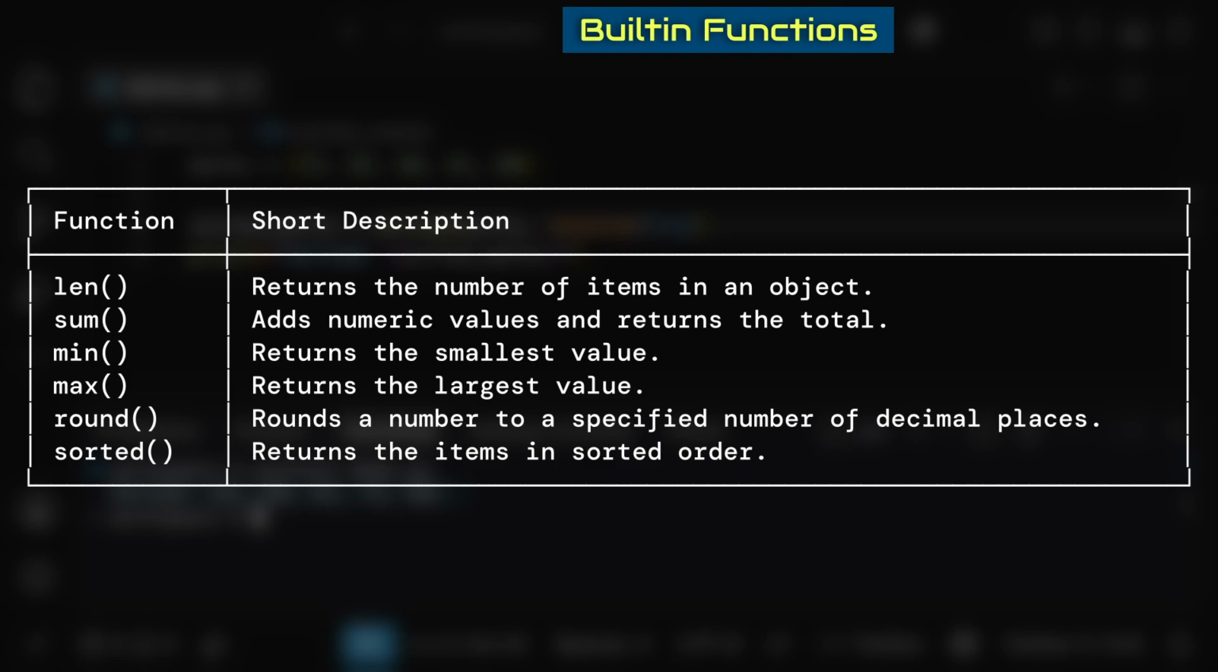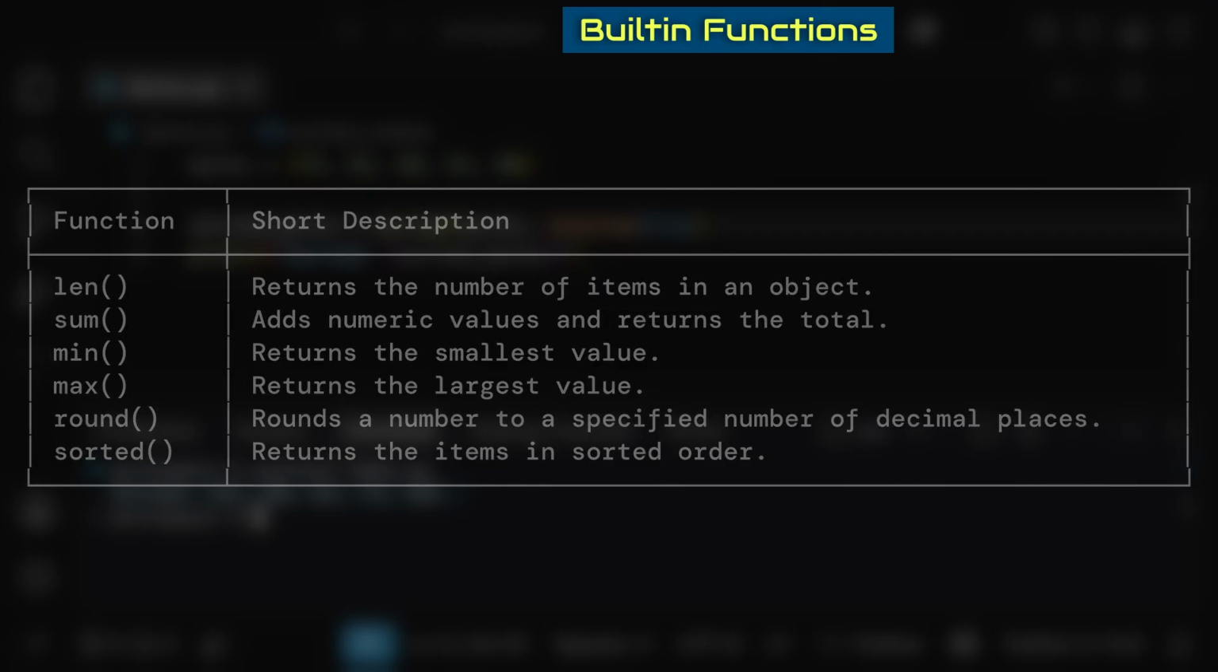The len function returns the number of items. The sum function adds numeric values. The min function returns the smallest value. The max function returns the largest value. The round function rounds a number. The sorted function returns the items in sorted order. Python provides many more built-in functions. We will learn them when they become useful in other sections.